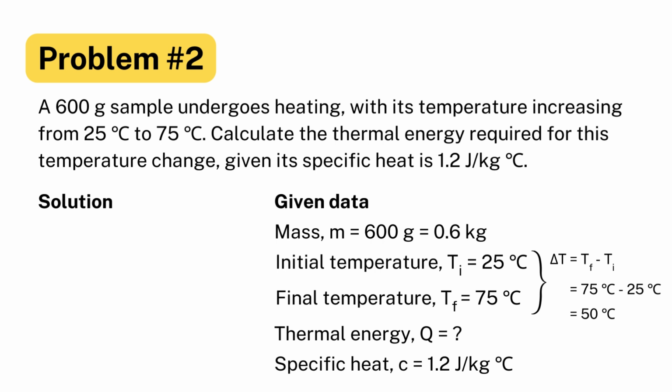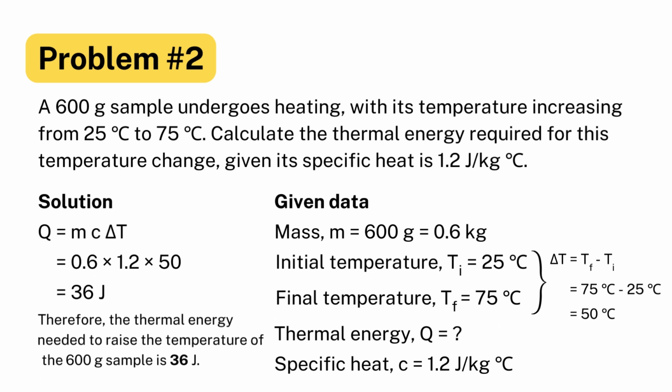Place the given values into the equation Q equals mc delta T. So the calculation becomes Q is equal to 0.6 multiplied by 1.2 multiplied by 50, which gives the value of Q as 36 joule. Therefore, the thermal energy needed to raise the temperature of the 600-gram sample is 36 joule. So, that's a wrap on thermal energy.